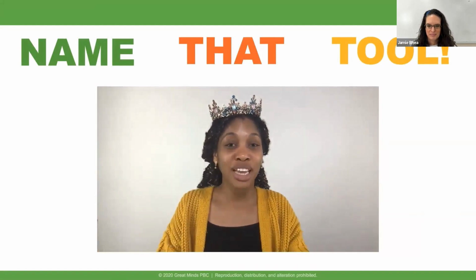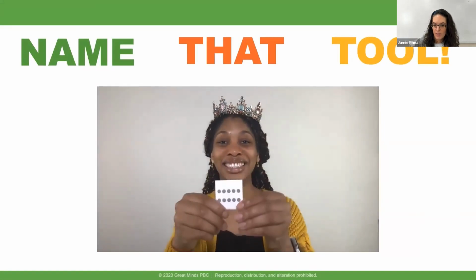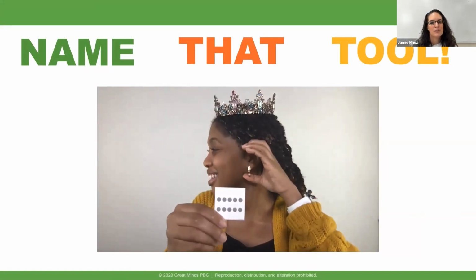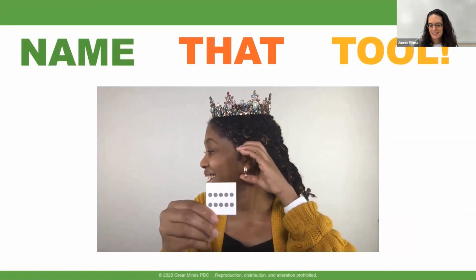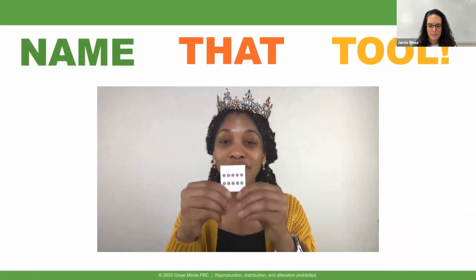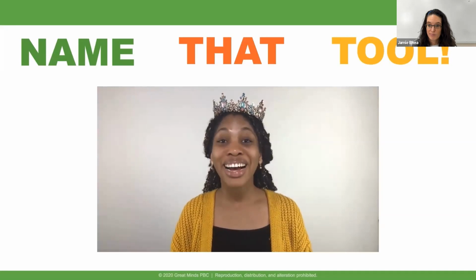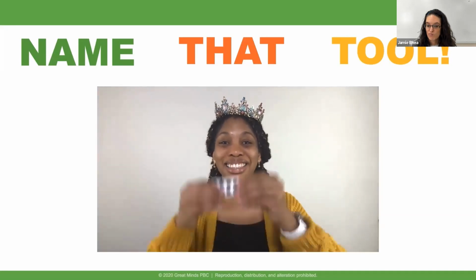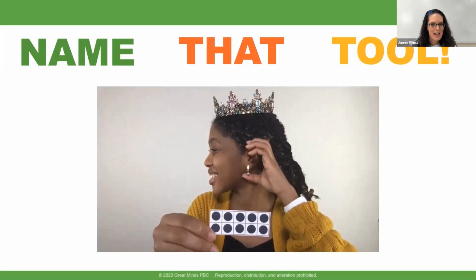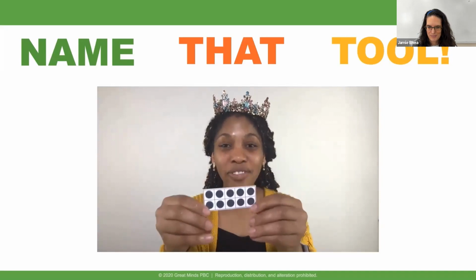All right. Second one up is. We know that. Can you name this tool? We know that's a 5-group card. You got it. This is a 5-group card of 10. All right. Third one up is. Can you name this tool? That's a 10 frame. Yes, a 10 frame. All right.